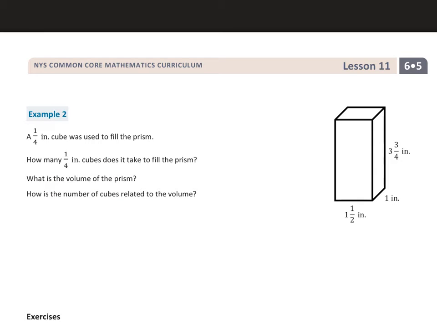So look at example 2 here. See if you can find the volume, right? The first step is to find the volume, multiply length times width times height, and then see if you can figure out, for these 1/4 inch by 1/4 inch by 1/4 inch cubes, again, if it's a cube, that means all sides are equal, right? How many of those would fit into that volume?